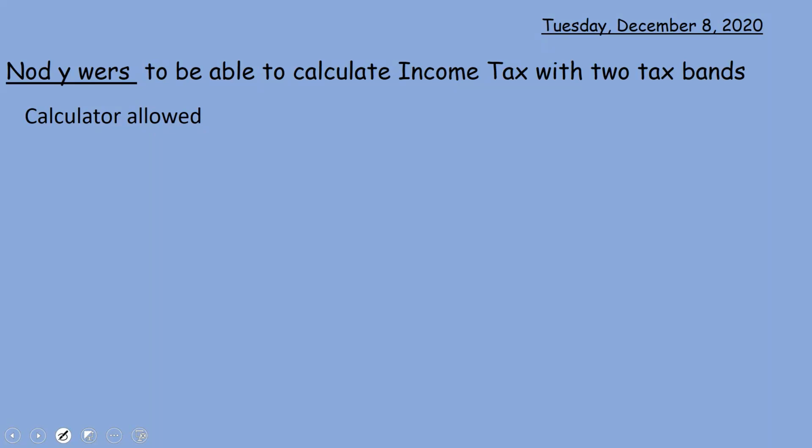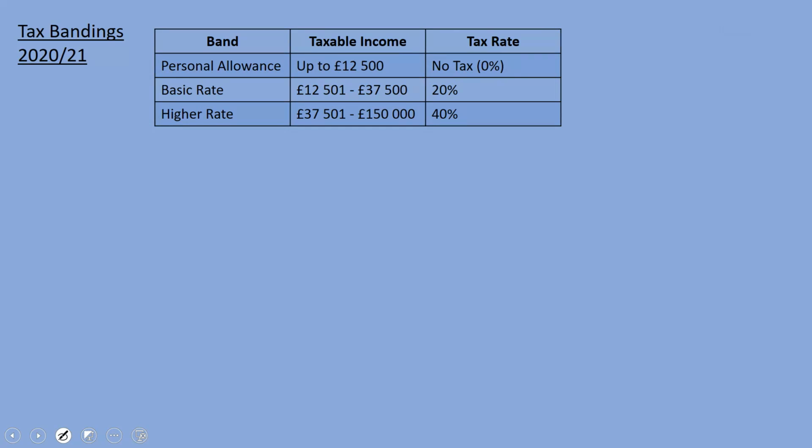Hello, Year 9. So today we're going to be looking at calculating income tax with two tax bands, which is a calculator question. So we need to remember our decimal multipliers. When you get a tax question, you're usually given a table like this showing all our tax information, but it's a very good idea to present this information in a slightly more user-friendly way.